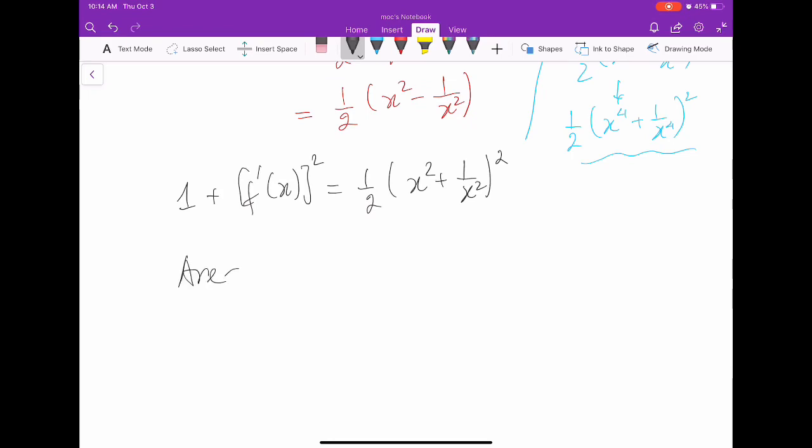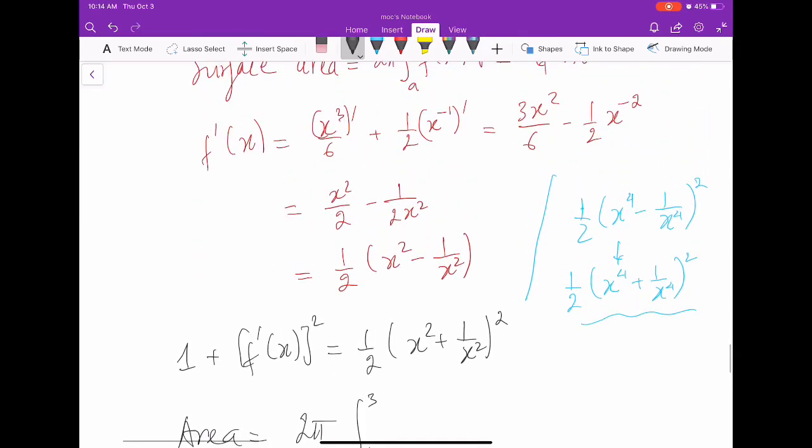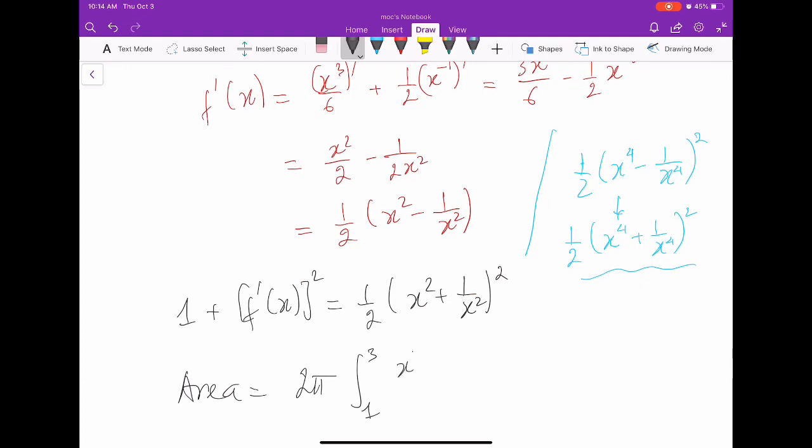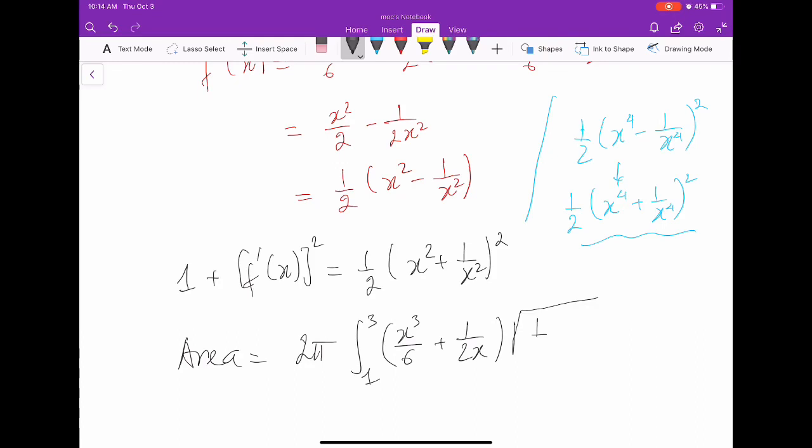the area equal to 2 pi integral from 1 to 3. The function is x cubed over 6 plus 1 over 2x, okay? And then multiply with 1. Here, I'm sorry, here we should have 1/4, okay? Here we should have 1/4 times x squared plus 1 over x squared, then dx.